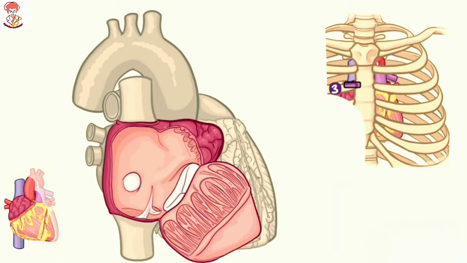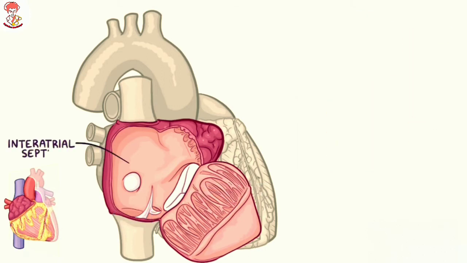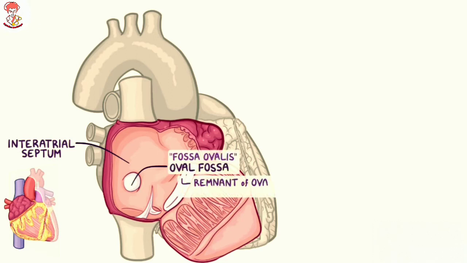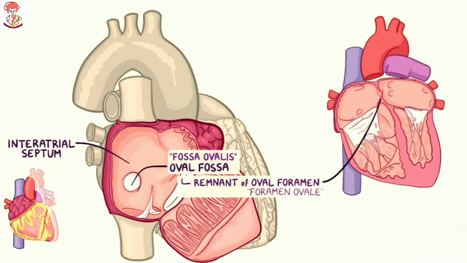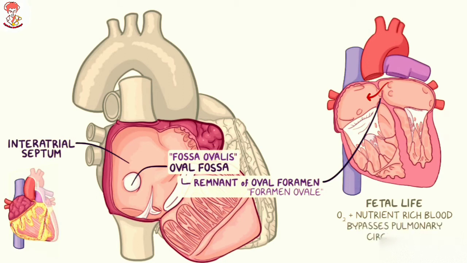Now the right and left atria are separated by the interatrial septum, which has a depression called the oval fossa or fossa ovalis, which is the remnant of the oval foramen or foramen ovale that connects the atria during embryological development. In fetal life, oxygen-rich and nutrient-rich blood travels directly into the left atrium from the right atrium via the foramen ovale to bypass the pulmonary circulation. Move on to the right ventricle.